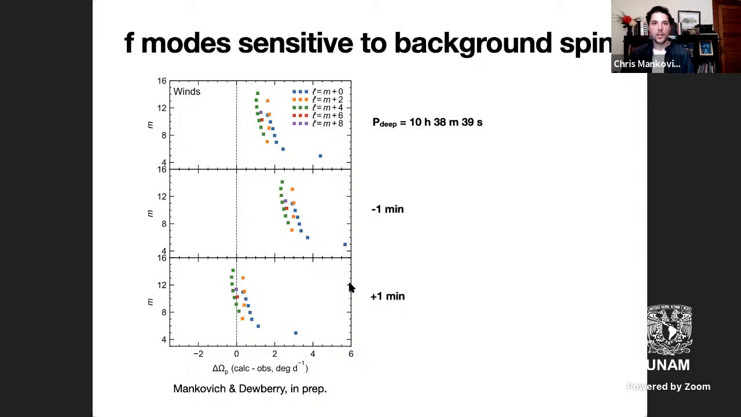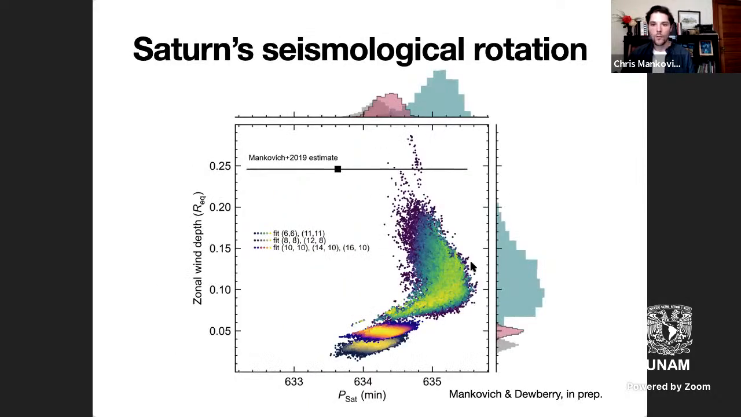And if we do everything sort of all at once and fit the seismology and gravity field using interior models that actually include a differential rotation profile, we're starting to get joint information on the wind depth and Saturn rotation period. So the ring seismology through these F mode frequencies is a really new and powerful tool to study the rotation profile because it's not just sensitive to the depth, but also very sensitive to the background rigidly rotating deep interior of the planet. And this is preliminary, but we're looking forward to getting these results out there soon.